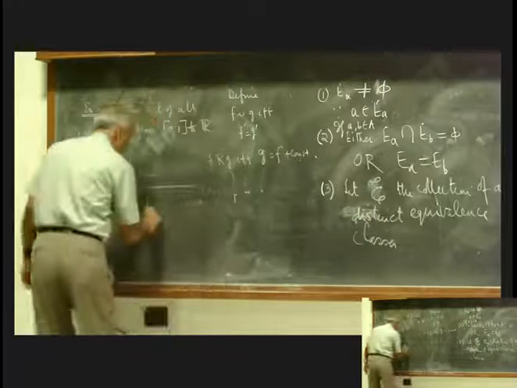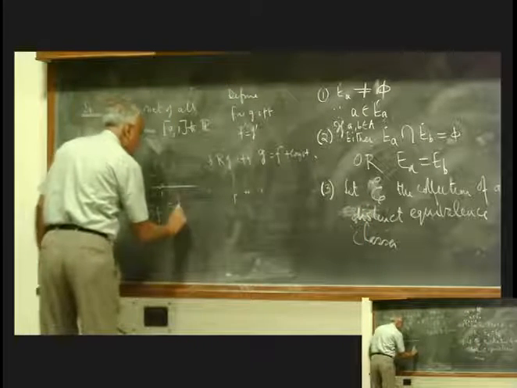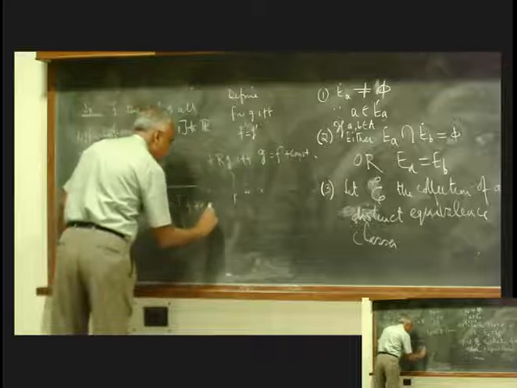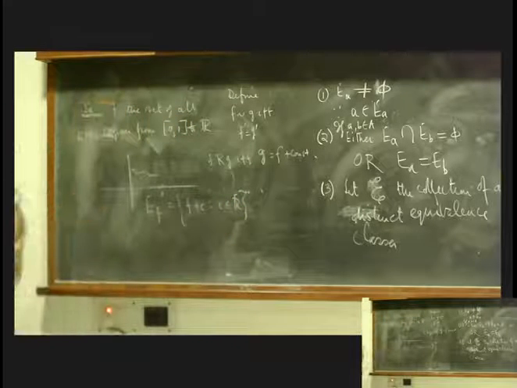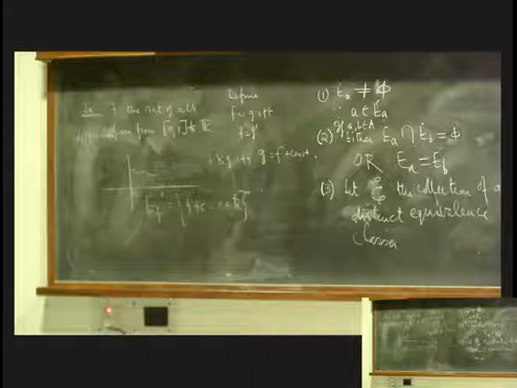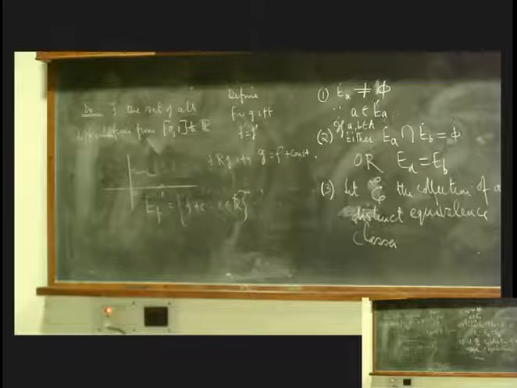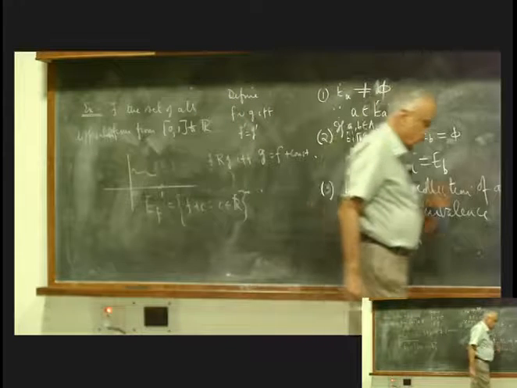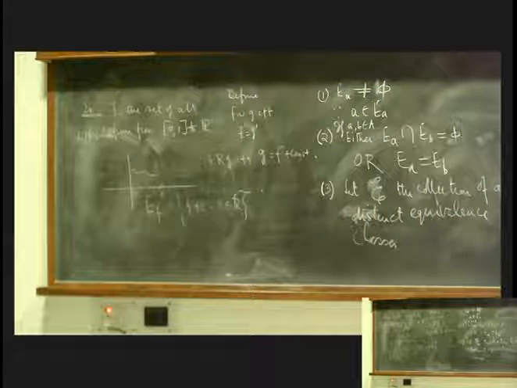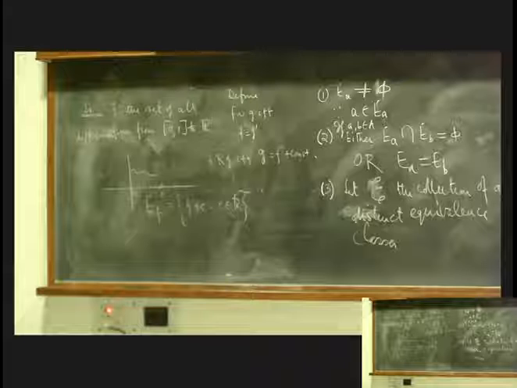So the equivalence class corresponding to f is the set of all functions f plus c where c is a real number. Take all constant translations of the original function. If c equals 0, you get f. So f is related to f. So every equivalence relation gives rise to a partition, and every partition gives rise to an equivalence relation.